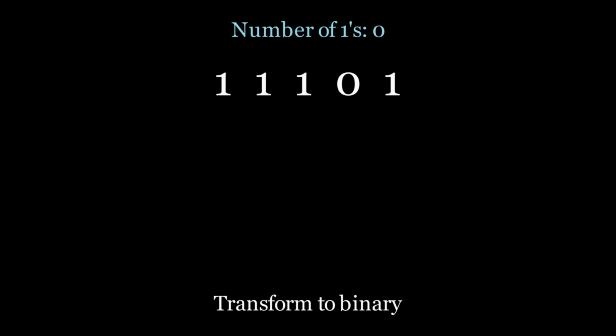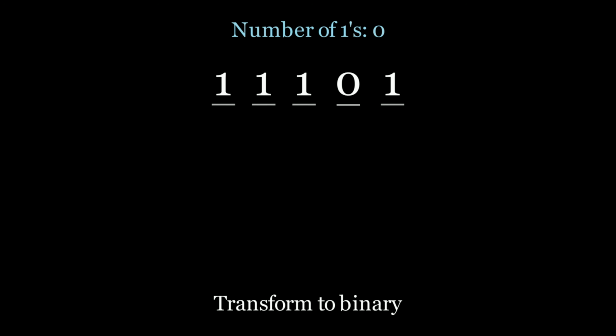All right, so let's get started with the algorithm. I'm going to have a number of ones tracker on top, which is going to be our result. And we're looking at the number 29. How many ones does 29 have in its binary representation? The first step is actually to convert this 29 to its binary representation. And so 29 actually becomes 11101.